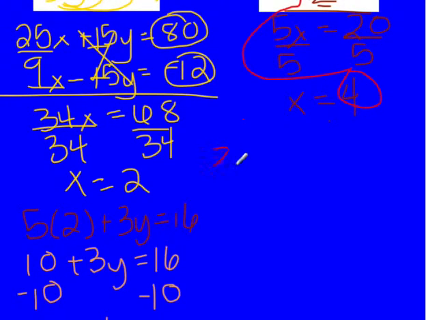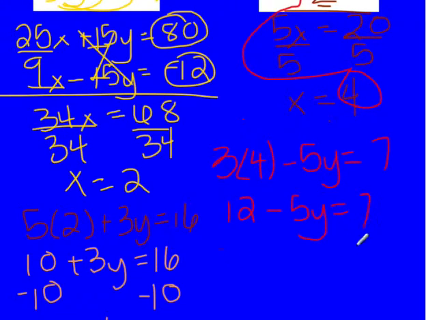So when I do that, let's just do the first equation. I'm going to take x out completely, and I'm going to put 4 in instead. So I'm going to get that. So I took x out and I put 4 in instead. 3 times 4 is 12 minus 5y is equal to 7.